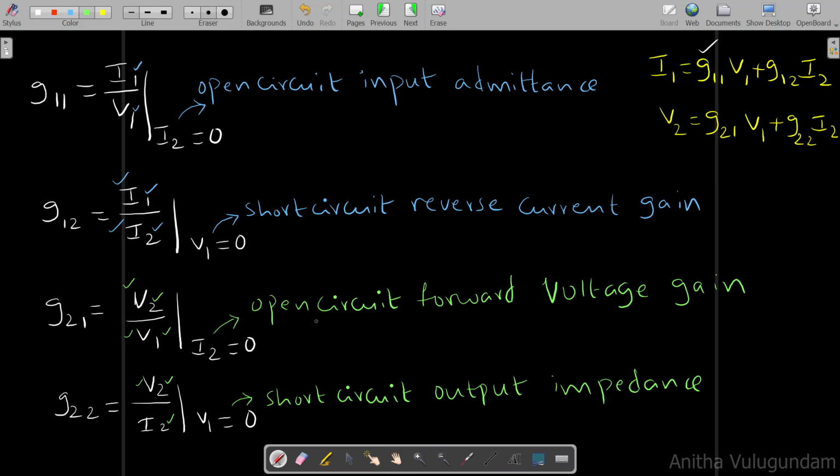This is how we can define G parameters. That's all about G parameters.